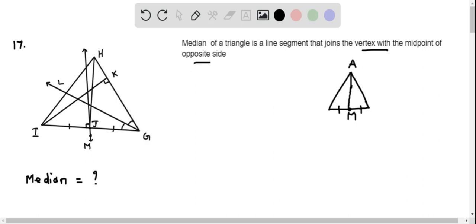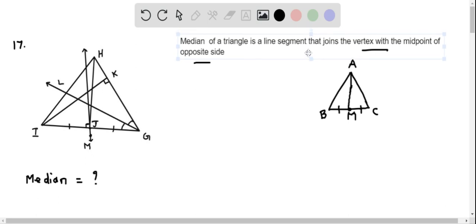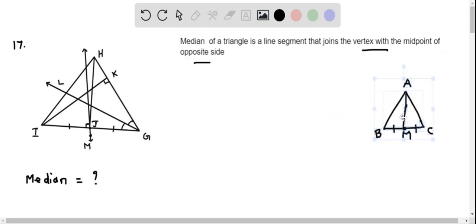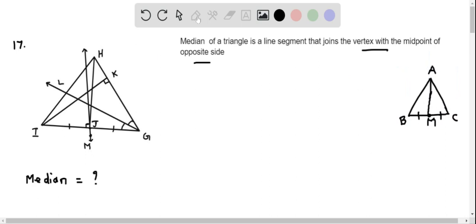So let's say this is A. AM is the median of this triangle, where M is the midpoint of the side BC. So it basically bisects the side into two equal parts. So this is some information about the median. Now let's find the median for the given triangle. So here we have this line segment IK is one of the line segments, and we also have HJ, this is another line segment, and GL is also another line segment. Let's identify which line segment is the median.